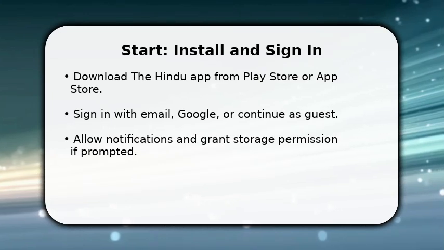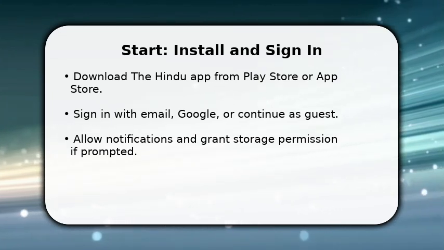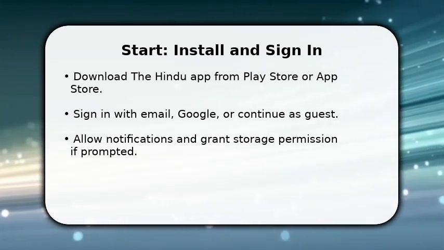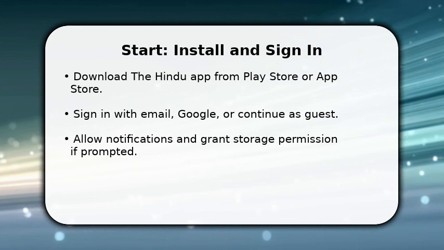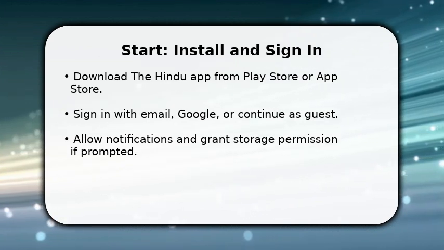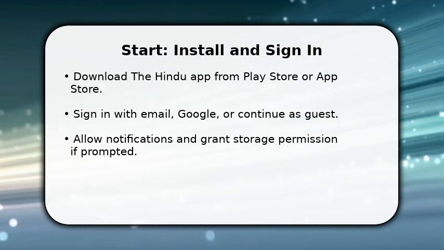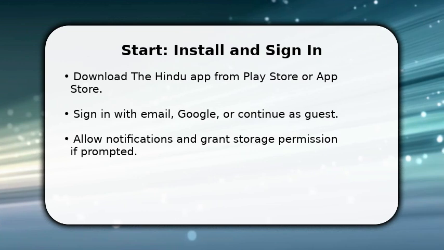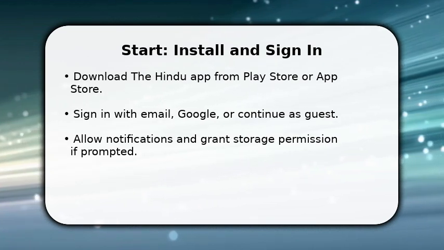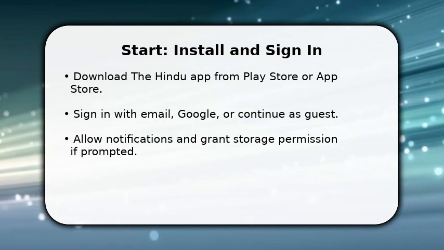You'll begin by getting the app and signing in so content syncs. Open Play Store or App Store, search the Hindu and tap Install. Once installed, open it. Choose Google, email, or guest to access core features. Signing in saves preferences. Allow notifications and storage when asked so downloads, updates, and alerts work.